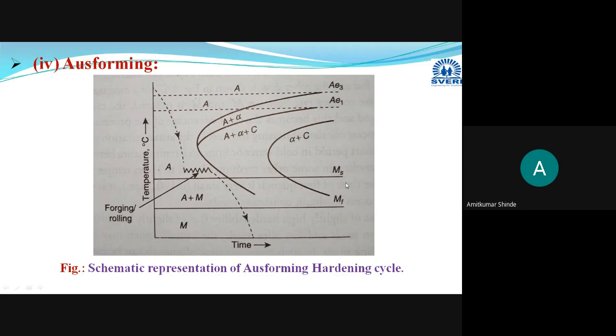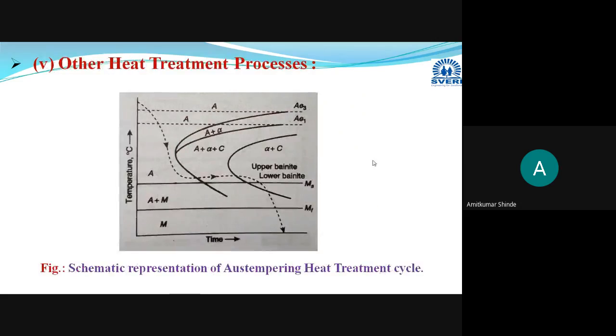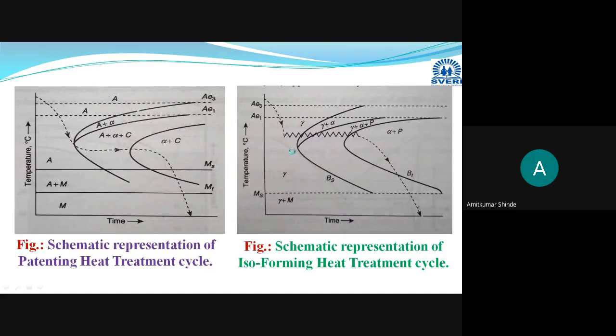Then this Ms, Mf temperature: martensite transformation start temperature and martensite transformation finish temperature. In a similar way, Ps and Pf will be there for pearlite transformation start and finish temperatures, and Bs and Bf for bainite transformation start and finish temperatures. Some other heat treatment processes I have taken here. In this diagram, you can see this Bs, Bf, that is the bainite transformation start and finish temperatures.